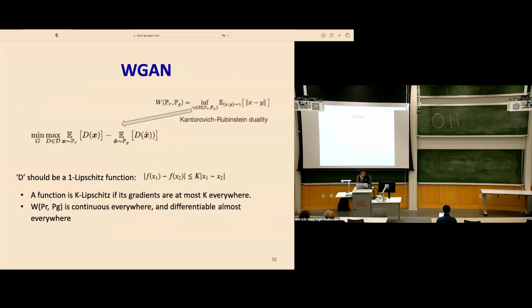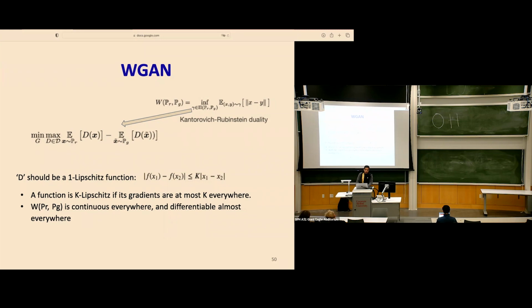The Wasserstein distance is given by this formula at the top, but we can see that this formula is intractable. So we can do a bunch of math and arrive at this min-max formulation. In order to satisfy this duality, the KR duality, we need a different kind of discriminator function than in vanilla GANs. In this case, D(x) should be a 1-Lipschitz function.